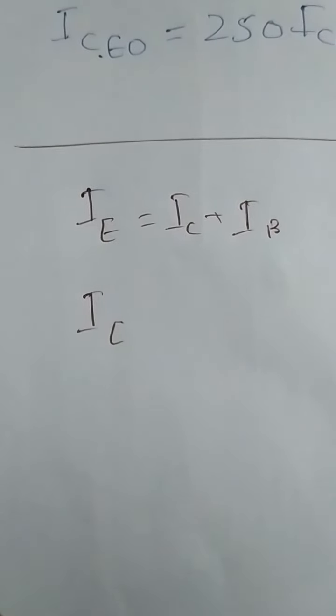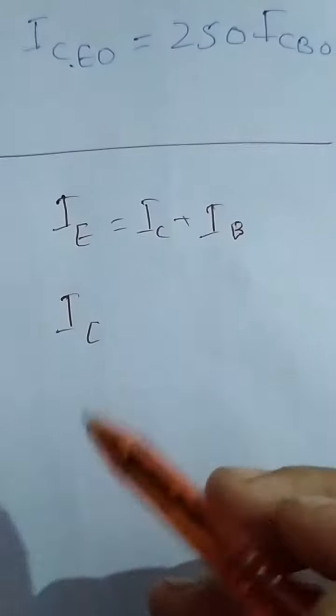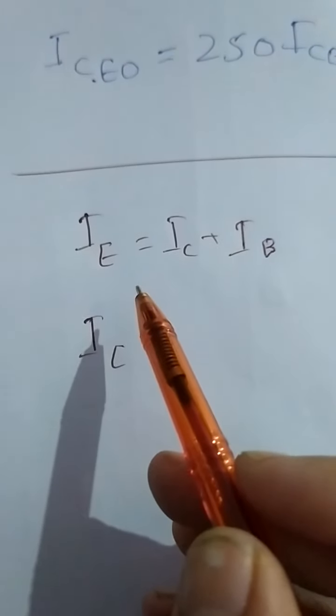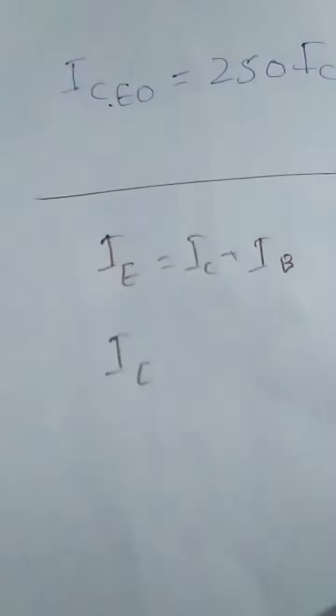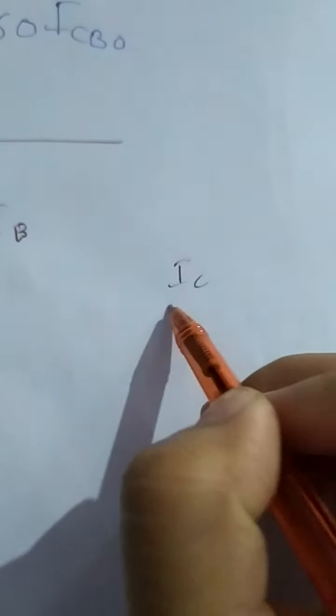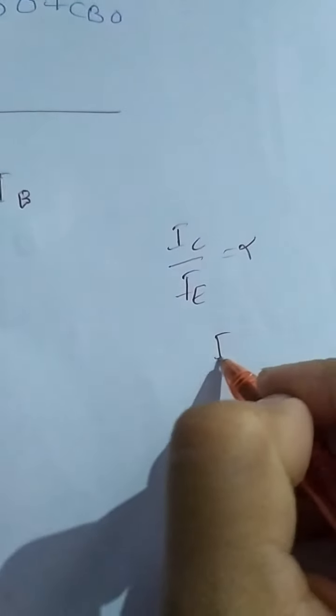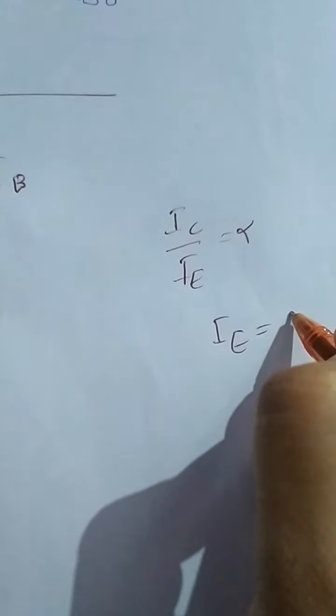Now we are going to derive some simple relations between different parameters. This is the transistor current equation: IE is equal to IC plus IB. As we know, IC over IE is equal to alpha. So IE can be substituted as IC over alpha.